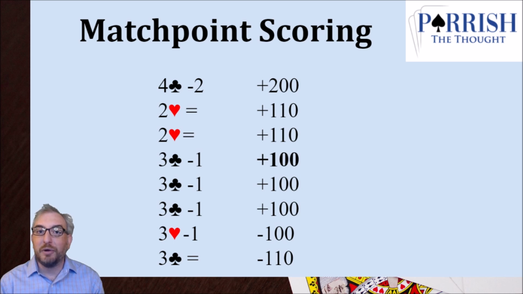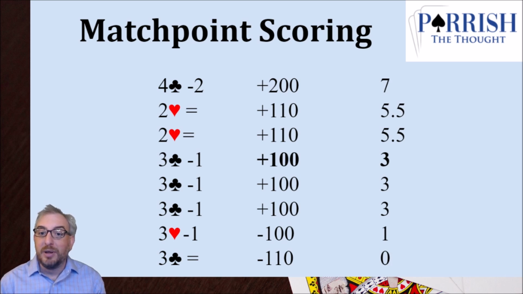And one pair didn't defend very well and let 3 clubs make. So now we can calculate the match points. The pair that got plus 200 gets a top. They beat all 7 other pairs. The pairs who got plus 110 and 2 hearts, well, they beat 5 pairs. The 3 of us at plus 100 and the 2 pairs who went minus.